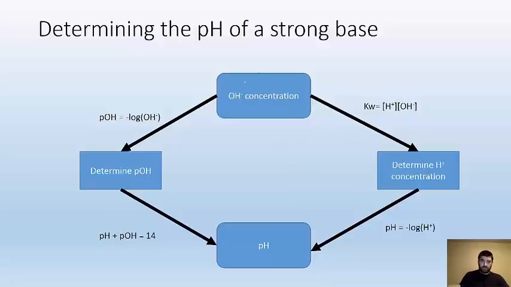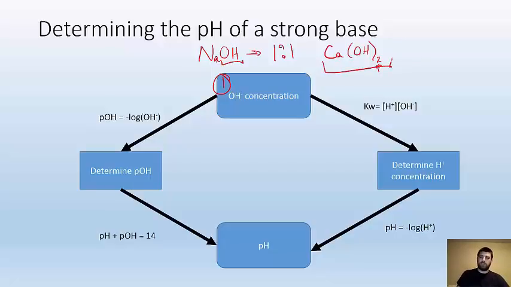So the first thing that you always have to do is figure out the OH minus concentration. If you had something like NaOH, well, that's a strong base. I know I'm going to get a 1-to-1 ratio, so the concentration of NaOH is the concentration of OH minus. But if I had something like calcium hydroxide, where I get 2 hydroxide ions, then you have to take the molarity of calcium hydroxide and times it by 2, because you're going to get twice as many OH minuses.